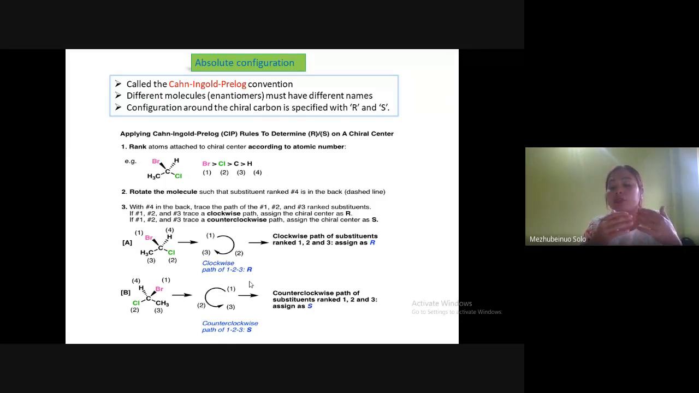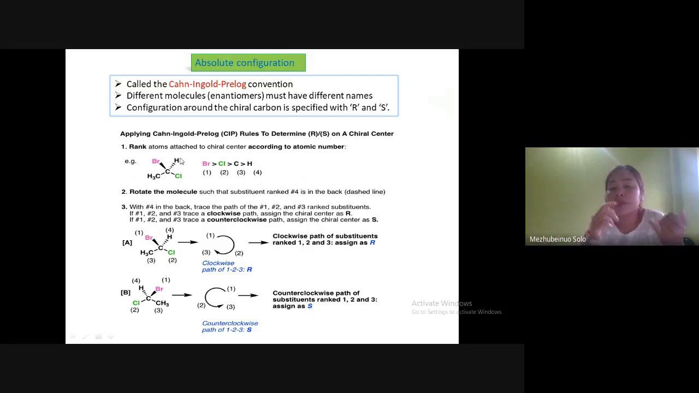According to this rule, first we have to rank all the atoms attached to the chiral center according to their atomic number. See the example in this molecule, and note that the highest priority will be given to the atom with the highest atomic number. In this molecule we have bromine as the highest priority group, followed by chlorine, carbon, and then hydrogen. After ranking these atoms, you make sure that your lowest priority group, that is the hydrogen here, is placed at the back of the molecule.